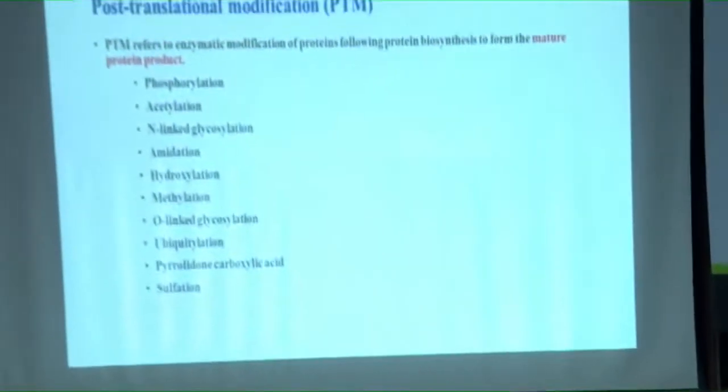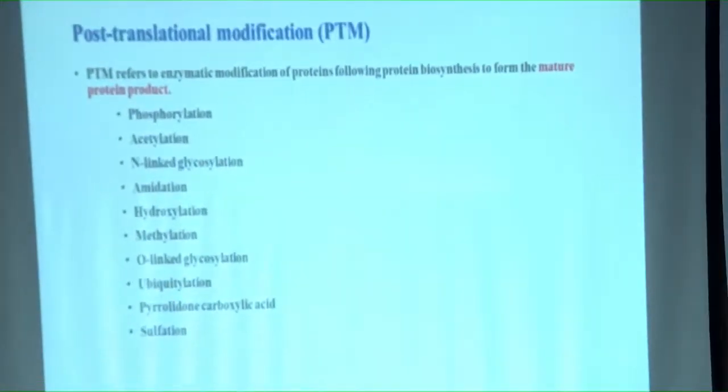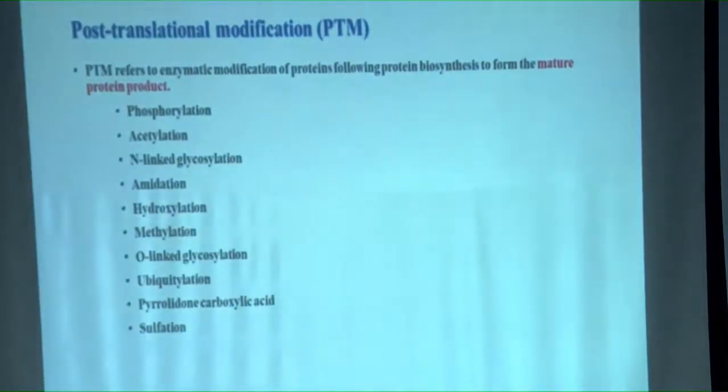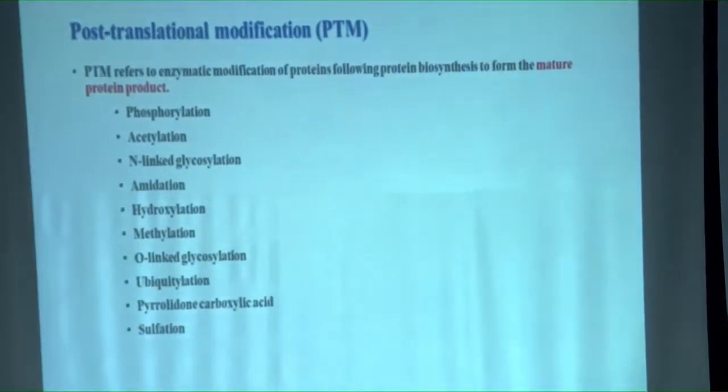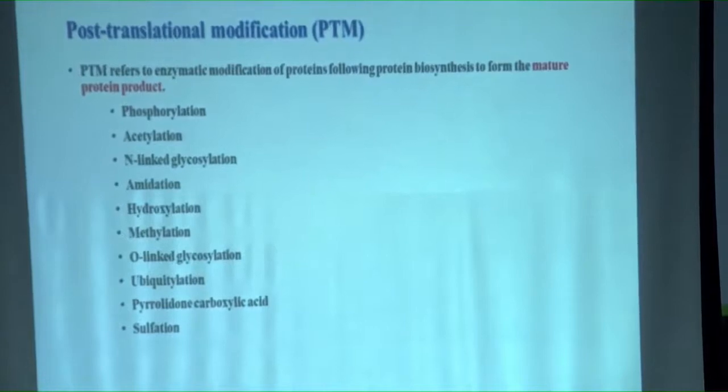There are different types of modification. Most common are methylation, phosphorylation, and glycosylation. These are important to give the protein a mature form with a stable structure. Unless there is a stable and mature structure, the protein cannot interact or perform its biological function.